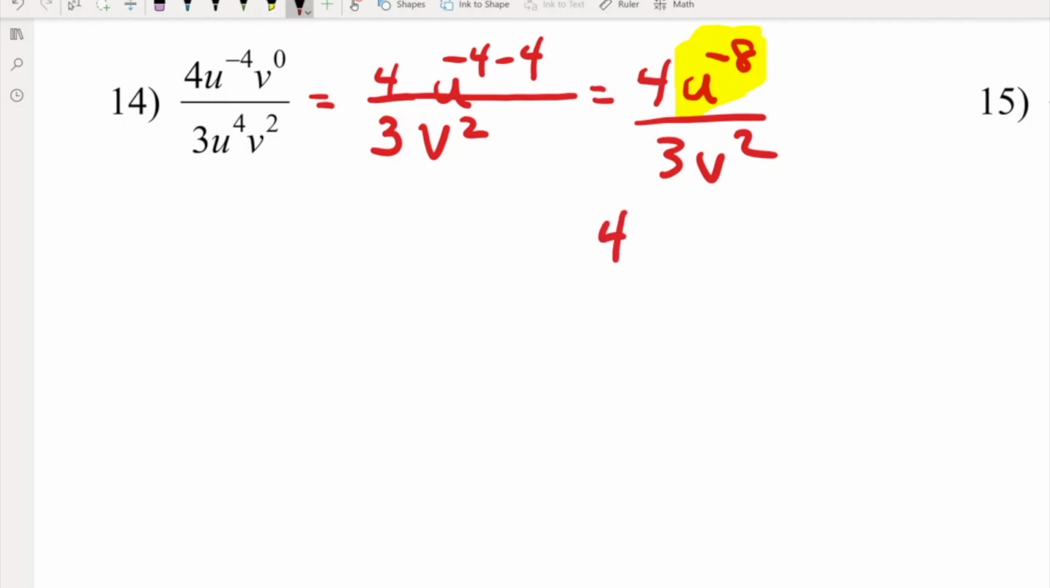So 4 over 3, what comes first in the alphabet? U or v? T, U, V. Okay, so u comes first, u to the 8th, and v to the 2nd. If you do it alphabetical, you'll match the answers in the answer key every time.